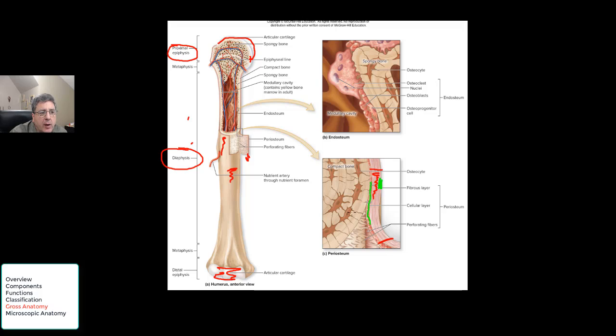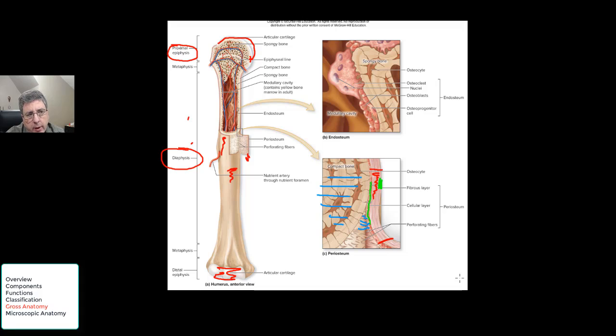Now the periosteum has to anchor to the underlying bone. So this area, let me go to blue on this one just to change up the colors. All of this is going to be the bone tissue itself, and we'll go into that in more specific detail a little bit later. We're going to be seeing these little fibers here, okay? Those little fibers are called perforating fibers, also known as Sharpey's fibers. And those fibers anchor the periosteum to the bone.